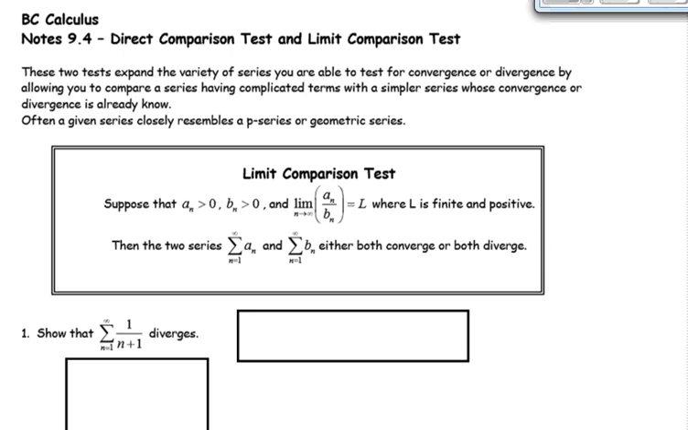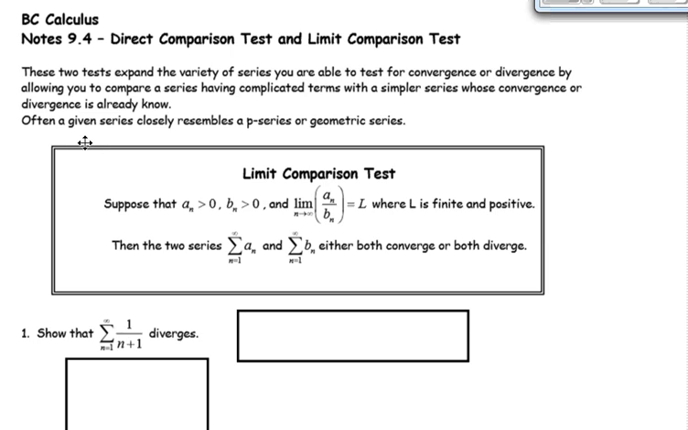This video will cover section 9.4, which talks about two comparison tests. The first being the limit comparison test, and the next being the direct comparison test. As these names imply, you will be comparing the series that you want to figure out whether they're converging or diverging with series that you already know the convergence or divergence of.